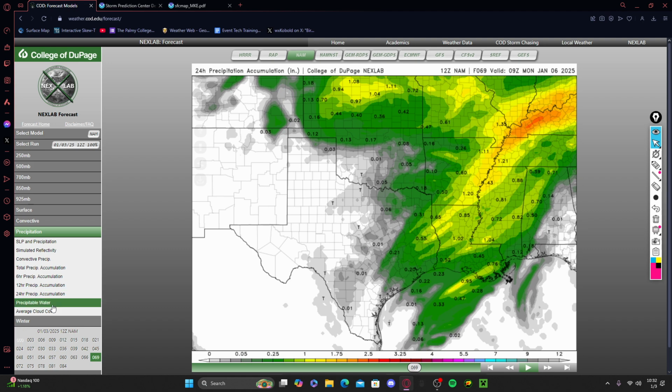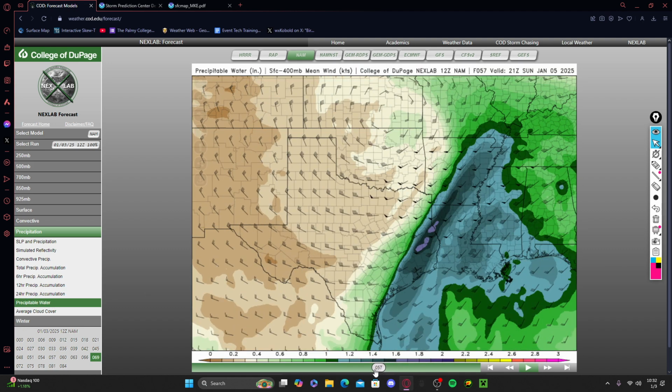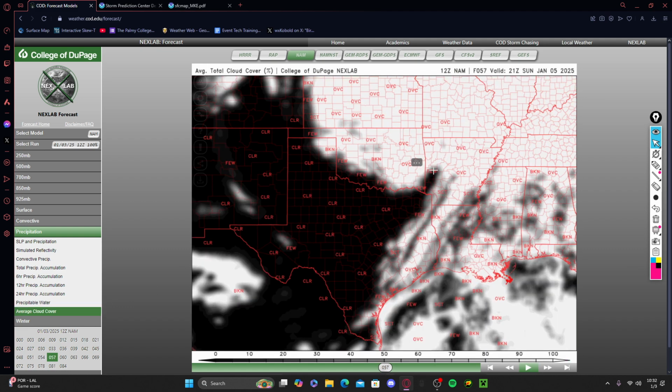Every once in a while, I'll also look at precipitable water, which is how much water in the atmosphere could fall as rain. So if hypothetically all of the water over this region near the Arklatex fell, it would be 1.6 inches of water. Whereas if hypothetically the water in this region near Lubbock fell, it'd be about a quarter inch. Average cloud cover I occasionally use, but I don't like this product very much because oftentimes it just shows a broad area of overcast and it's not accurate.